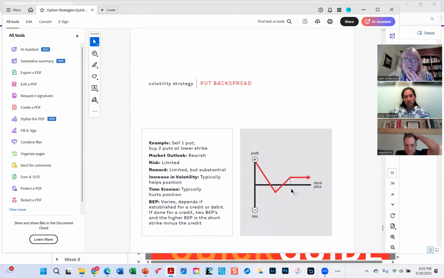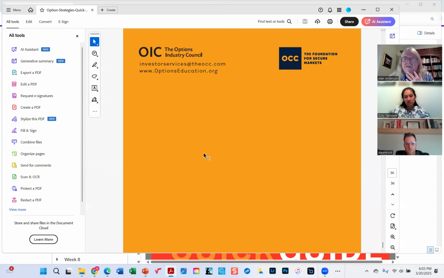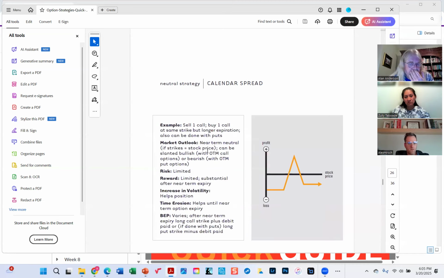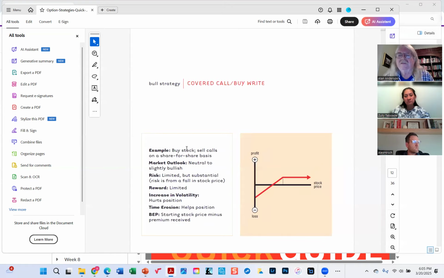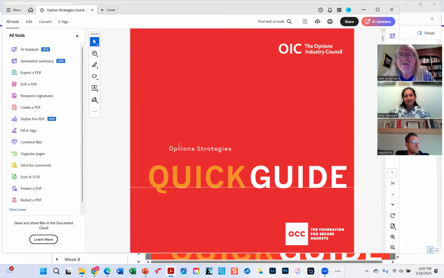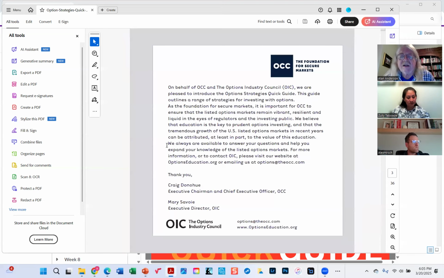And then we have the put back spread. It's the same thing except with puts. Okay. So anyway, I just want to make sure everyone knows that that's there. This is the one I couldn't find last week, but now I have this. The Options Industry Council is set up for basically teaching people about options.